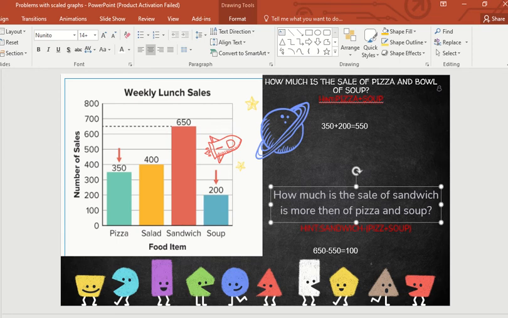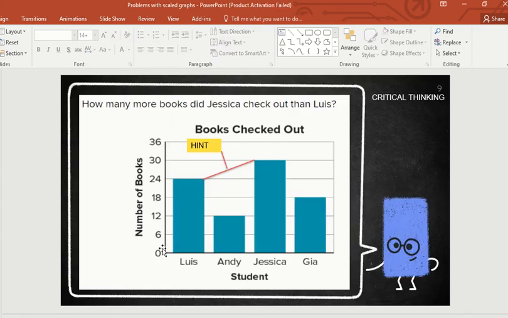Okay, now go next. I have a question here. How many more books? These are students, and there are the numbers of books. How many more books did Jessica check out than Lewis? This is the books they have checked out in the library. How much is for Jessica? 30. And how much is for Lewis? 24. So how much more did Jessica check than Lewis?